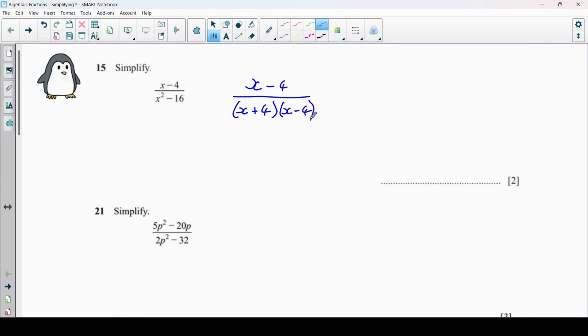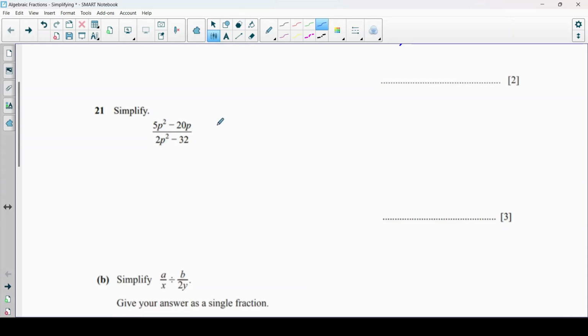And now you can see that we can divide the top and bottom by x minus 4. When I divide this by x minus 4, I get 1. Okay. So on the top I'm left with 1 over x plus 4. So that's the first question done. The second question, you can see it's worth 3 marks, so maybe 1 or 2 more steps here.